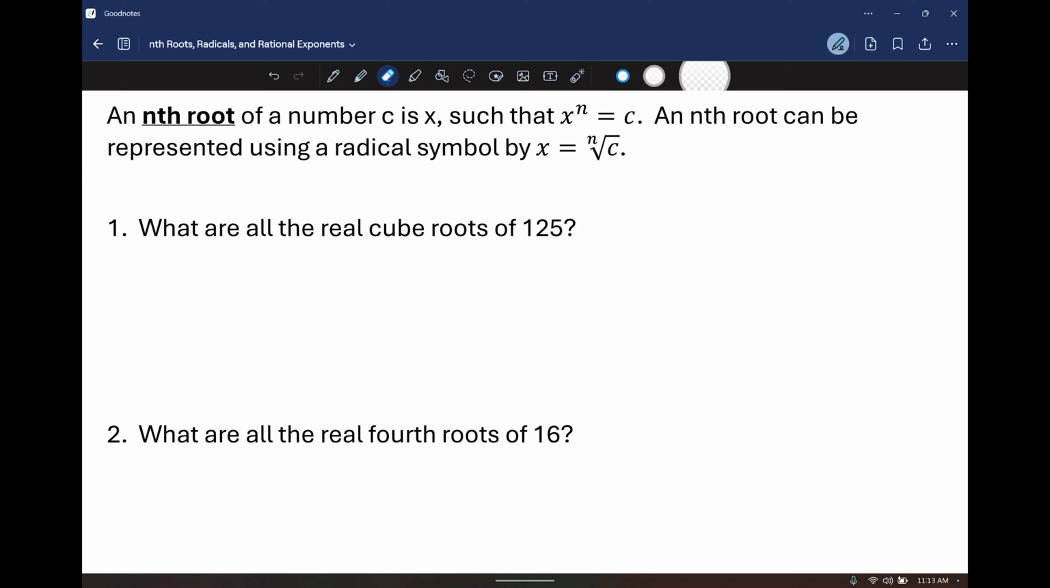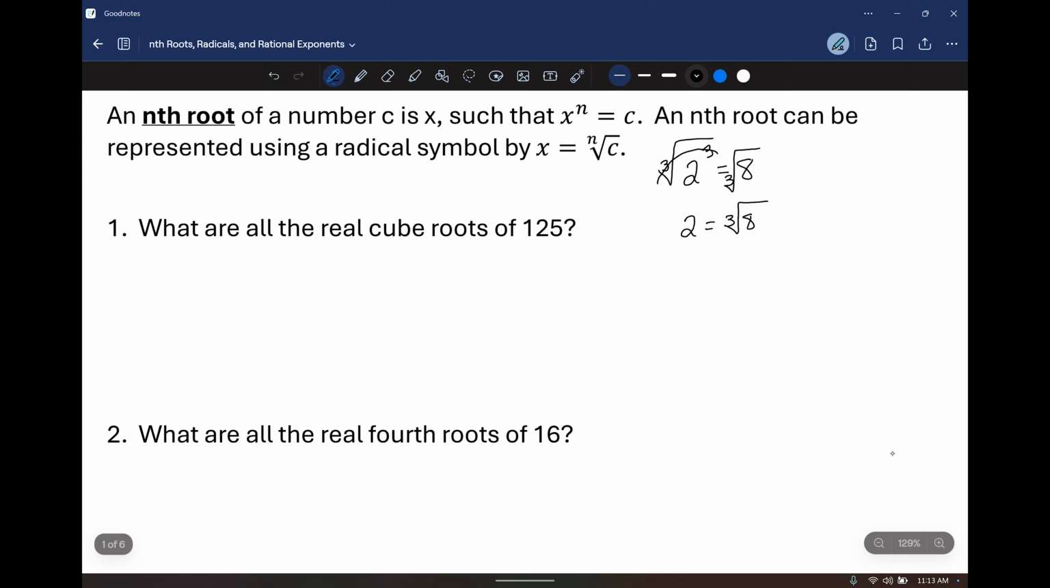So let's say that I had 2 to the third is equal to 8. I can solve and get this 2 by itself by taking the cube root to get rid of this exponent of 3. And I would do that on both sides. And now I know that 2 is equal to the cube root of 8, which is true. The cube root of 8 is 2 because 2 times 2 times 2 is 8.